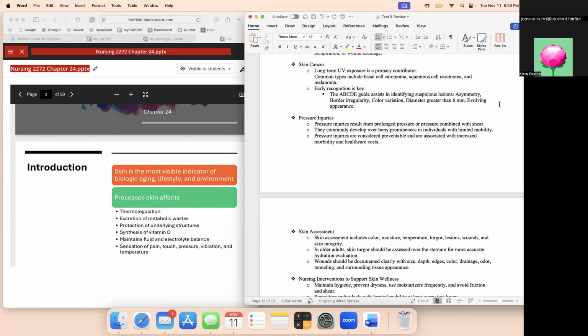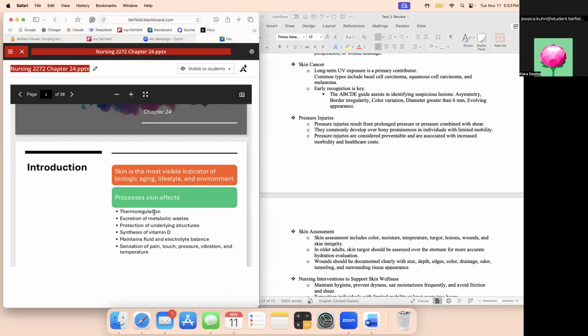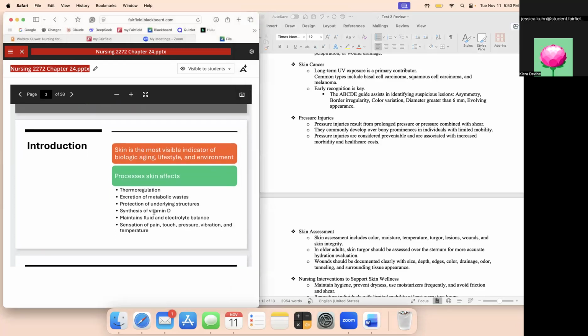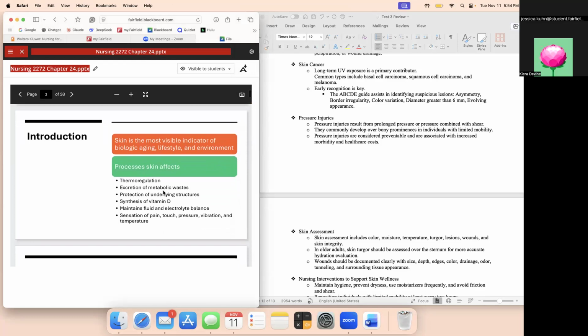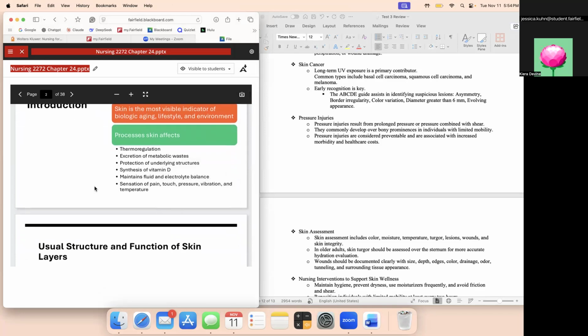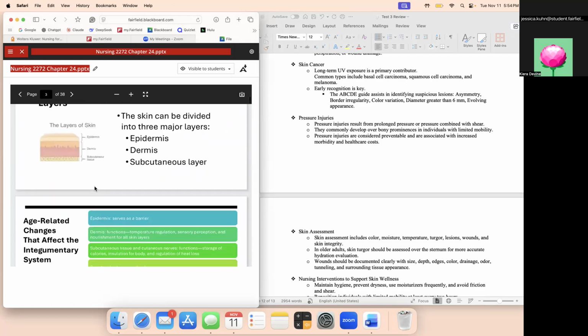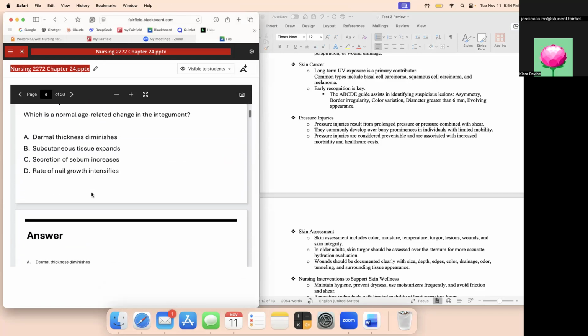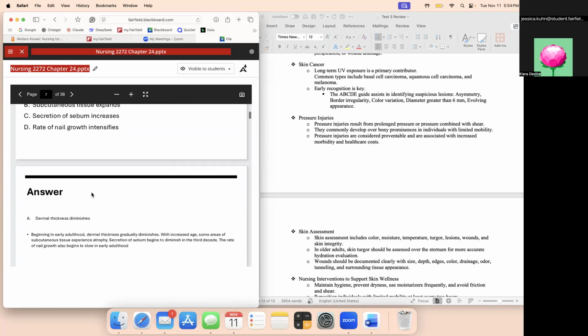The ABCDE guide assists in identifying suspicious lesions, and that's asymmetry, border irregularity, color variation, diameter greater than 6 millimeters, and evolving appearance. Something that follows all of those guidelines is going to be much more of a red flag.